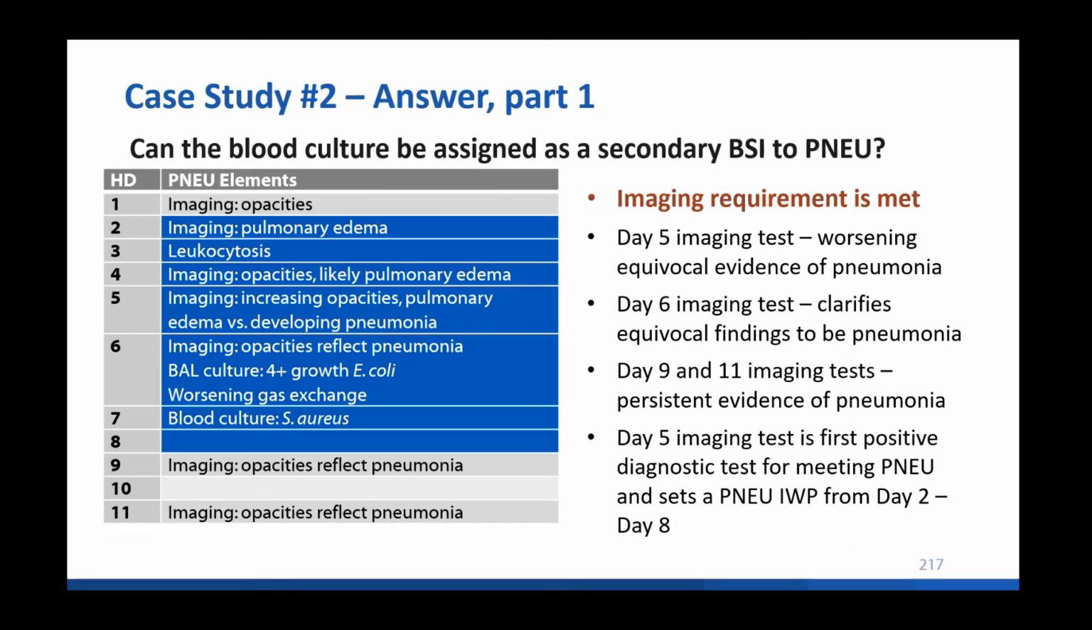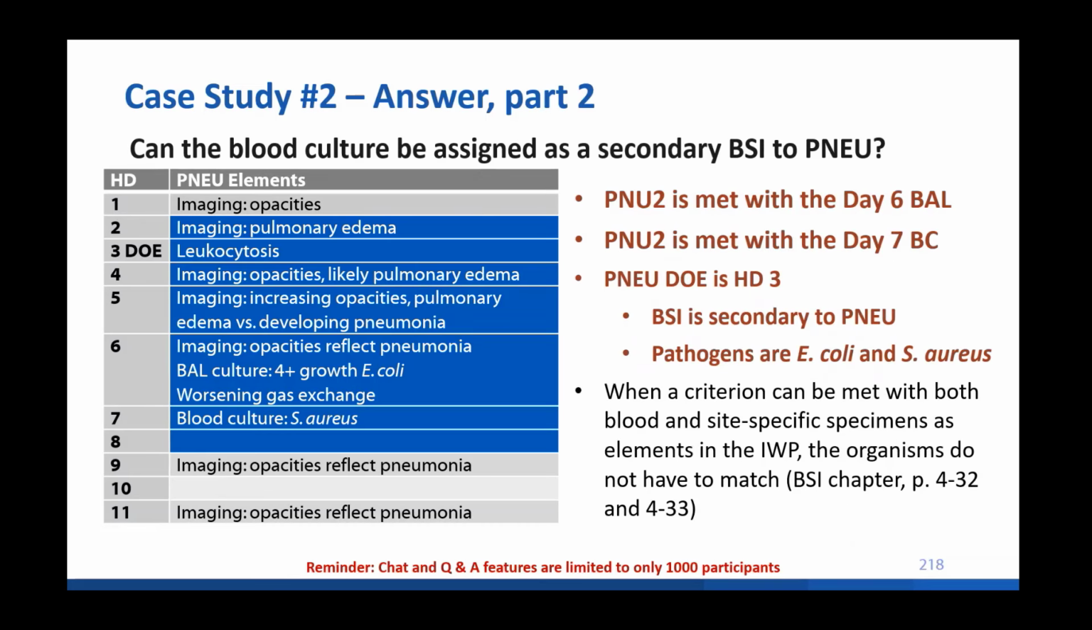And the answer is yes. Matching organisms is only required when applying secondary BSI scenario 1, where the blood specimen with a collection date in the secondary BSI attribution period, but outside the infection window period, must have a matching organism to the organism in the specimen that was used to meet the site-specific definition. In situations where the blood specimen has a collection date in the infection window period and can be used as a laboratory element in the infection window period to meet the site-specific definition, the BSI is attributed as a secondary BSI to the infection, as per secondary BSI scenario 2.